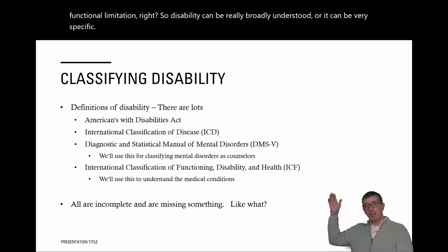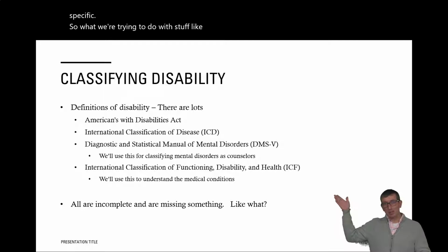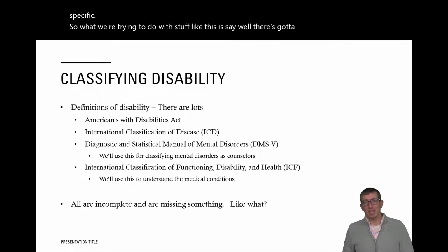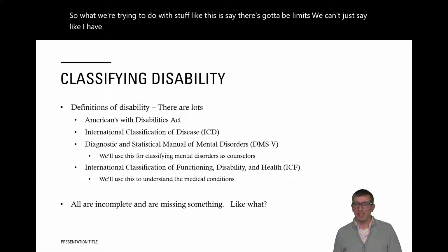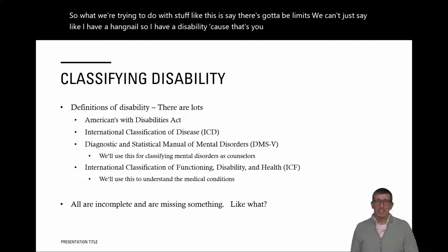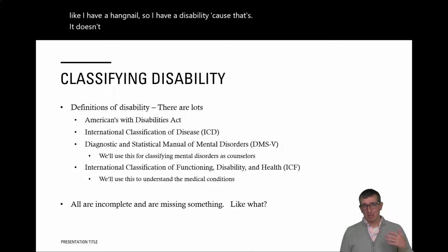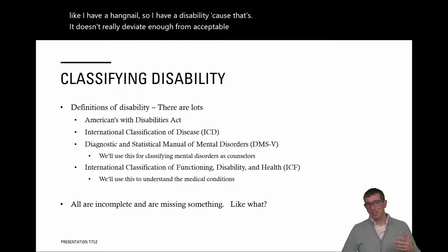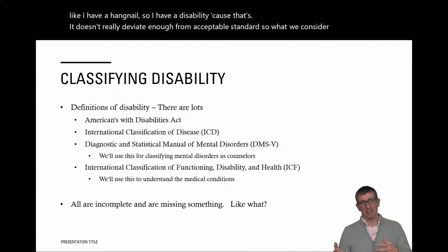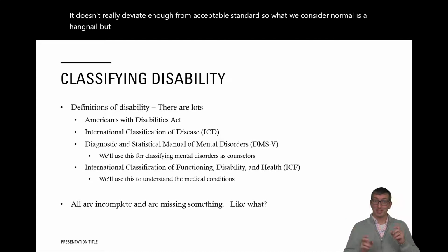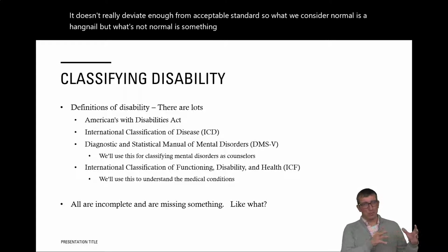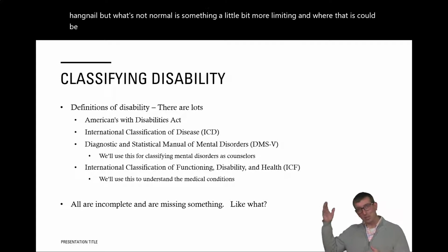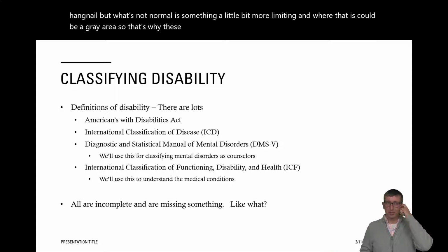So what we're trying to do with stuff like this is say, well, there's got to be limits. We can't just say, I have a hangnail, so I have a disability, because it doesn't really deviate enough from acceptable standard. So what we consider normal is a hangnail. But what's not normal is something a little bit more limiting, and where that is could be a gray area. So that's why these definitions help us out a little bit.